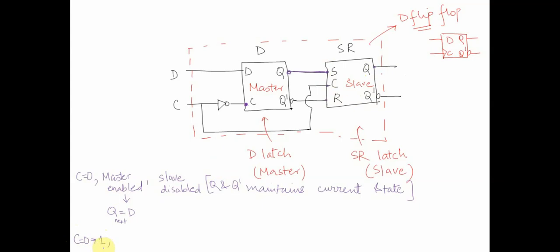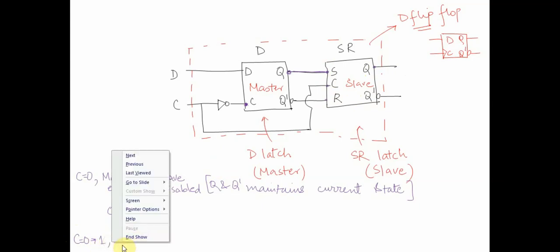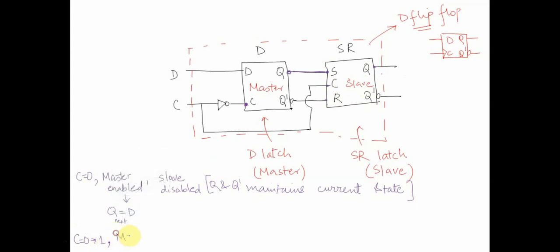Now let's assume a case where we change C from 0 to 1. Once we change C to 1, master becomes disabled. So what happens when master is disabled? Q and Q bar would maintain their current state. Right? We changed from 0 to 1. When we had a value of 0, Q became equal to D. Q sampled the value of D. As soon as C changed to 1, master got disabled, and it would maintain the current state.